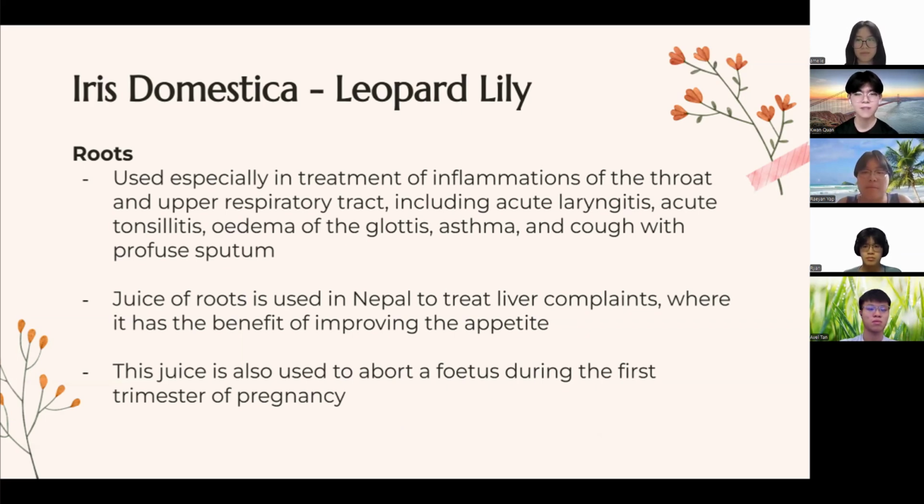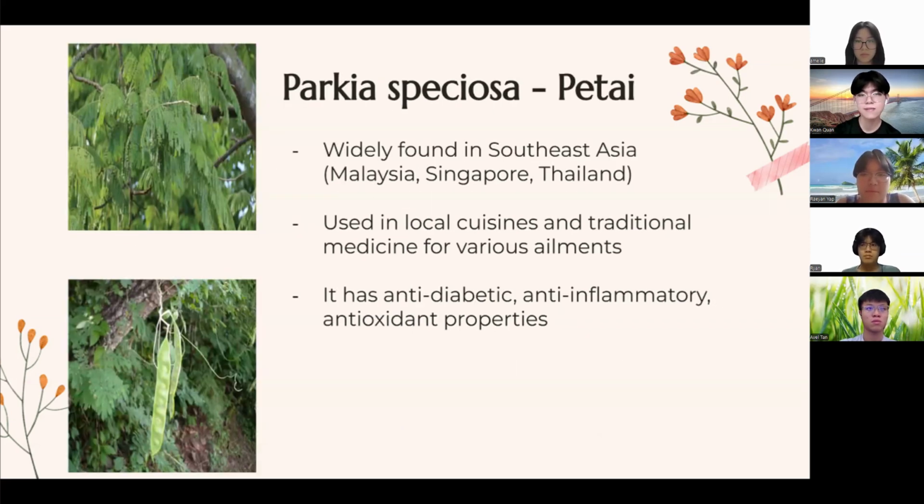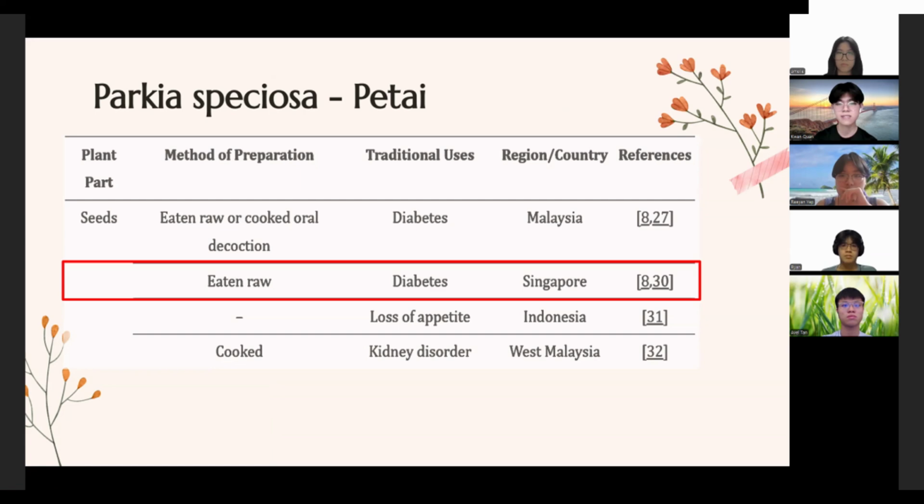Okay, so I'll be talking about Parkia speciosa, also known as petai. It is widely found in Southeast Asia, such as Malaysia and Singapore, and it is used in local cuisines and traditional medicine for various ailments, and it has anti-diabetic, anti-inflammatory, and antioxidant properties. Looking at the research that I found, it shows that in Singapore, it is the seeds of the petai that are eaten raw to treat diabetes.